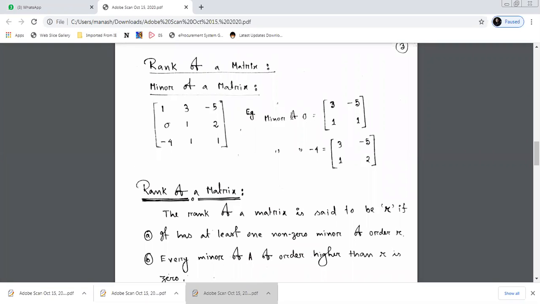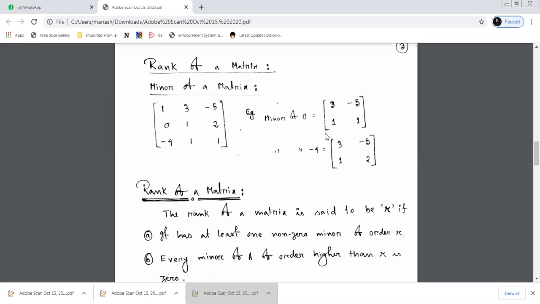Clear? I repeat once again. The first condition is that it has at least one non-zero minor of order R. So we already find one non-zero minor of order R, minimum one. It can be more than one, no problem. We already found this one where the determinant is not equal to 0. And the second condition is that every minor of A of order higher than R is 0.